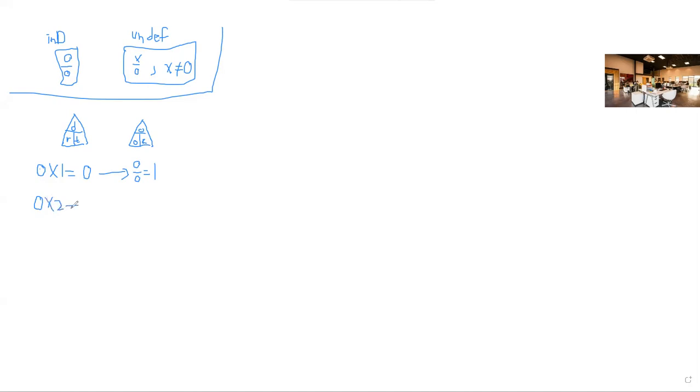Zero times two is equal to zero. So by this logic, two should equal zero divided by zero. Okay, well, we also know that zero times three is equal to zero. So this must mean that three is zero divided by zero. There's no definite answer. You can put any number, zero times anything is zero. So the reason why zero divided by zero is indeterminate is because zero divided by zero can equal anything.